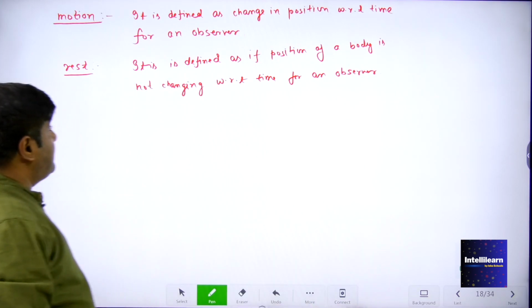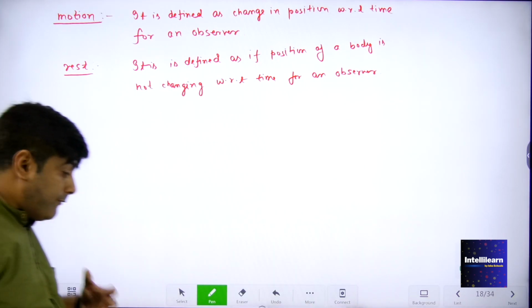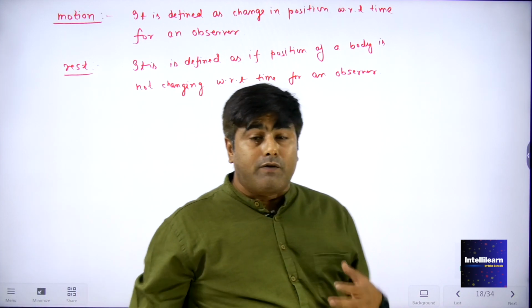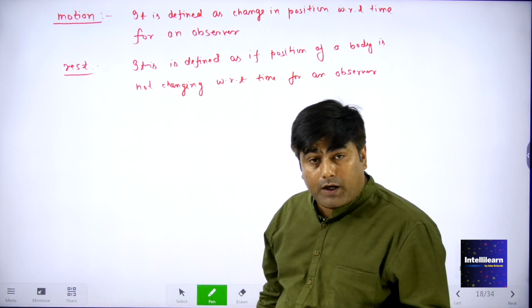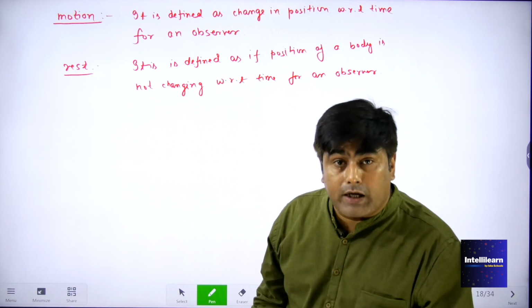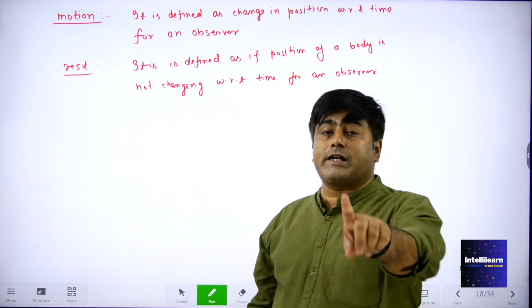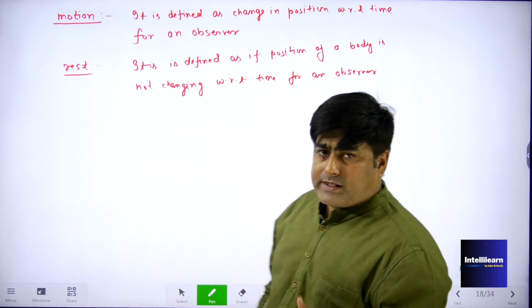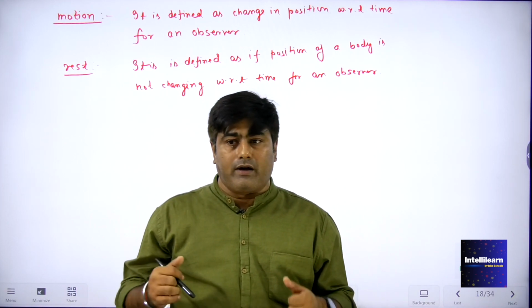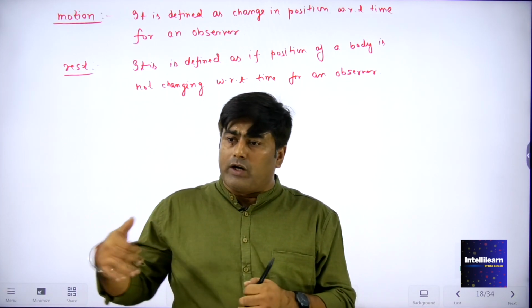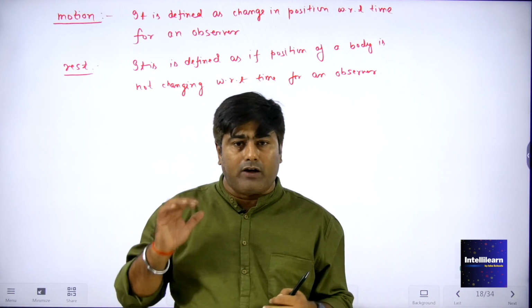So this is the definition of rest and motion. If the position of an object is changing with respect to time for an observer, the body is said to be in motion, and if this is not happening, the body is said to be at rest. A simple example: you are sitting in a car, and the car is driving. You are sitting on any seat, there are 5 seats.